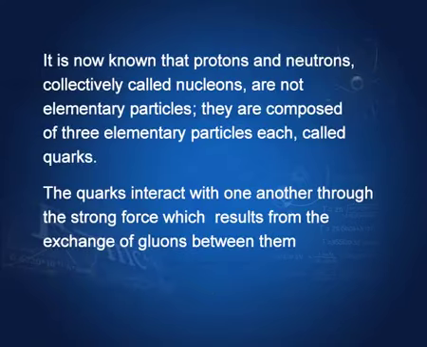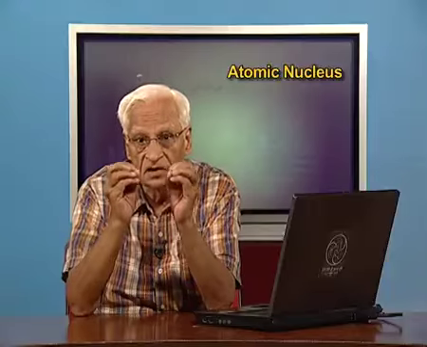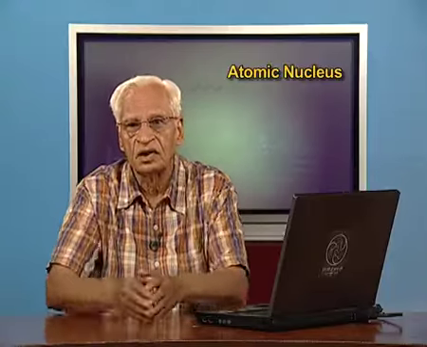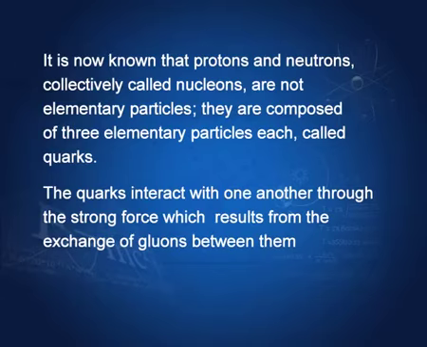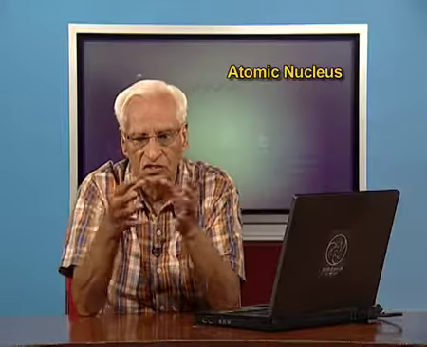It is now known that protons and neutrons, collectively called nucleons, are not elementary particles. They themselves are not elementary. That means they can be broken into other elementary particles, and those elementary particles are quarks. So, proton and neutron consist of 3 quarks each. The quarks interact with one another through the strong force, which results from the exchange of gluons between them. You see, if you have one quark here, one quark here, then they emit and reabsorb these gluons, and that is responsible for the force between them.